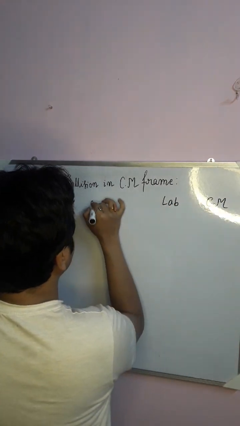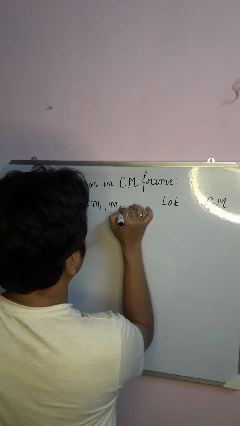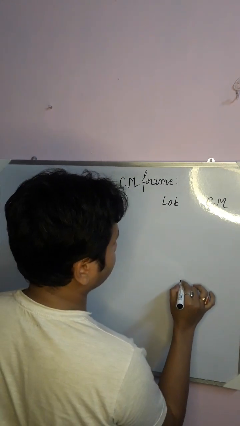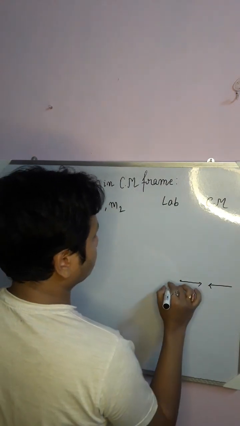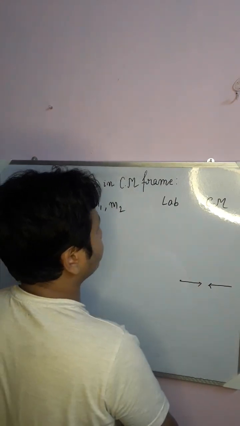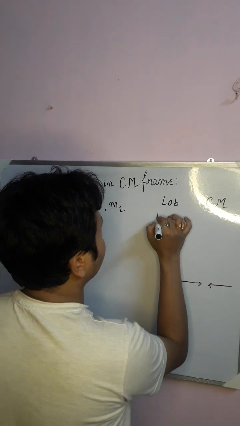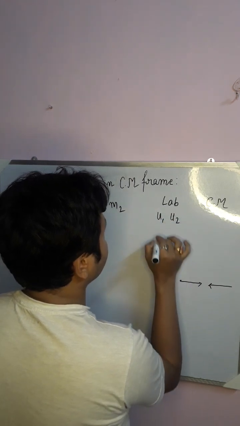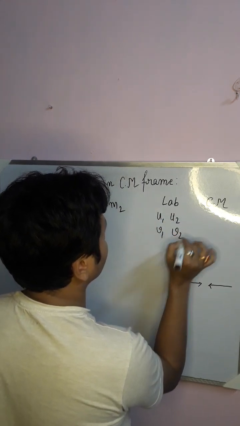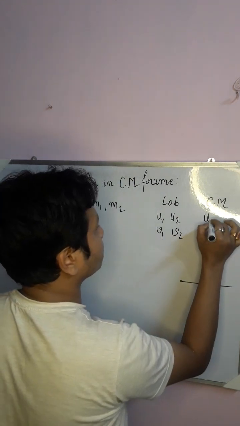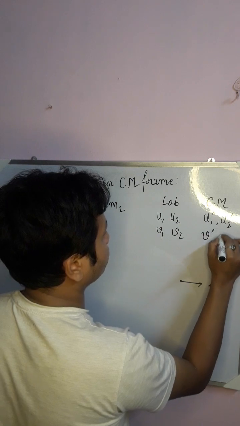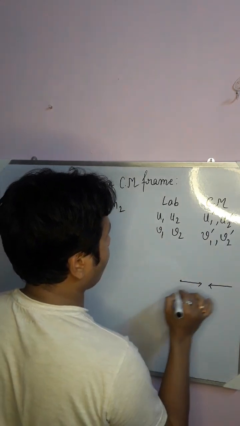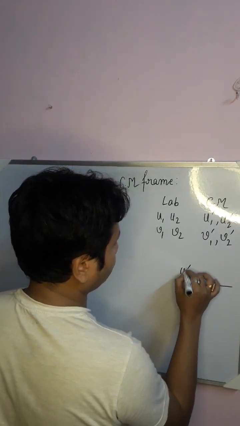Say we take two particles of mass m1 and m2. Say before collision the velocities in lab frame are u1 and u2, and after collision they are v1 and v2. Similarly, before collision the velocities in CM frame are u1 dash and u2 dash, and after collision v1 dash and v2 dash.